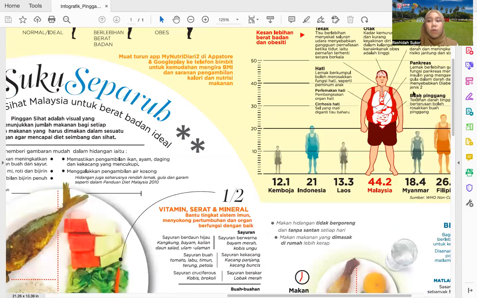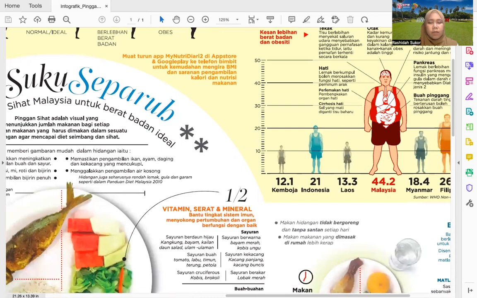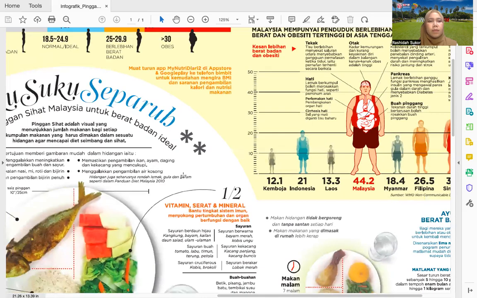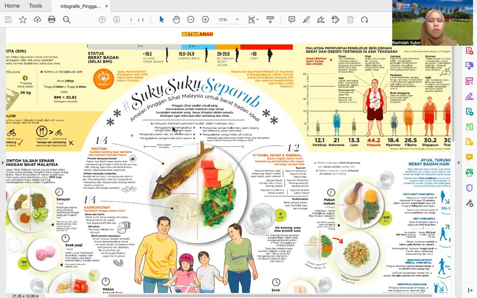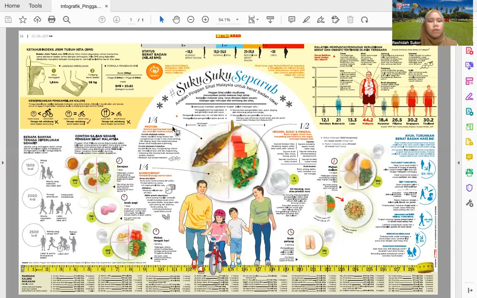Okay, so I will close this, stop sharing. Please go to this one, which is actually taken from an infographic that is published in one of the newspapers. Okay.